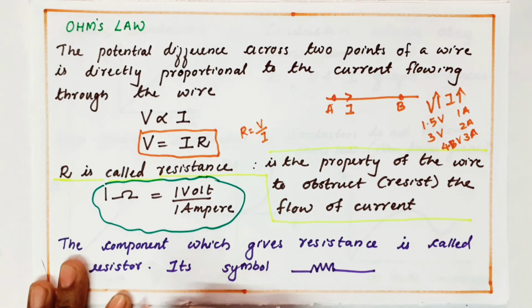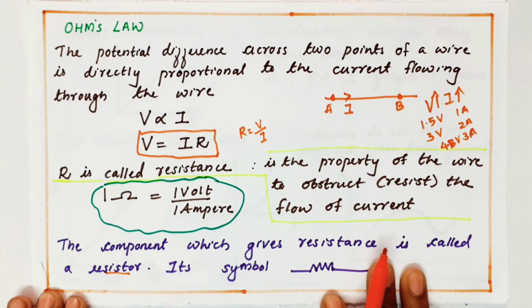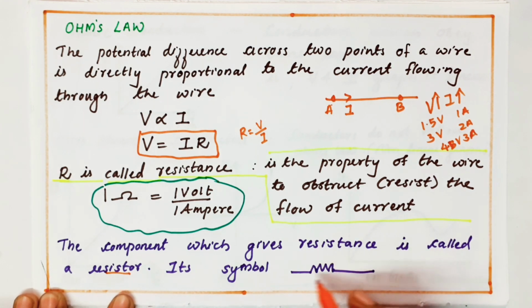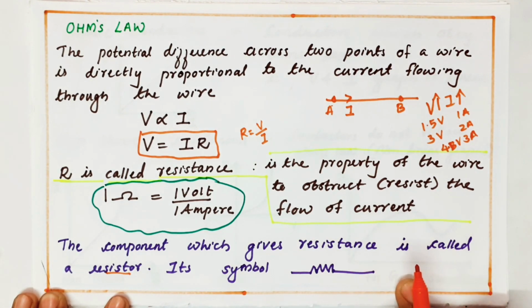Then, have you heard a term called resistor? There is a component. The component which gives resistance is called a resistor, and the symbol of a resistor is this. We will mark it like this. So what is the meaning? This component offers resistance to the circuit. This component is called a resistor and it offers resistance, right?